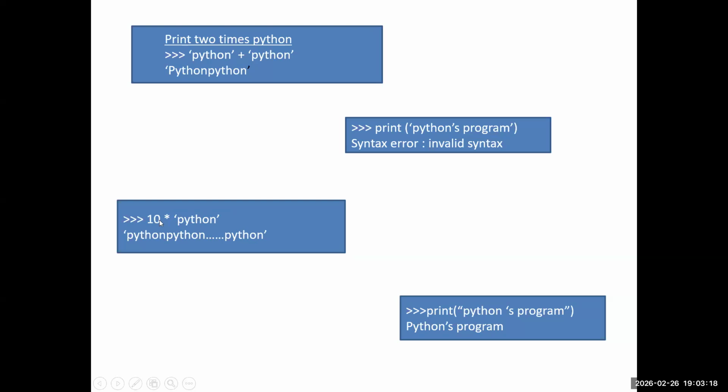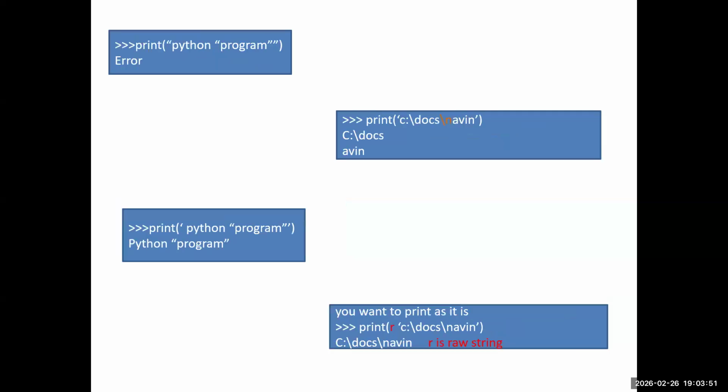Suppose you don't know in advance how many times to print the Python, you can print 2 times, 3 times, 4 times, 5 times. Instead of 10, you can use the variable n into Python. Before that, you can get the value of n. According to that, the Python will be displayed on the screen. So this is another example, definitely invalid syntax. Instead of that, you can use double quotes outside of the string. So a few examples are given. You can go through all the examples.